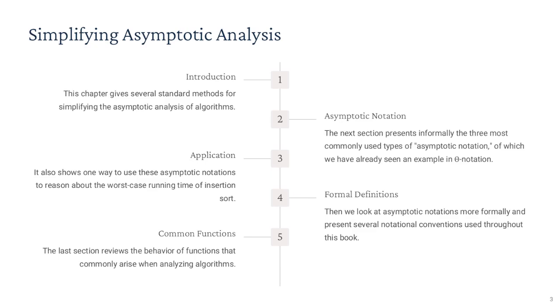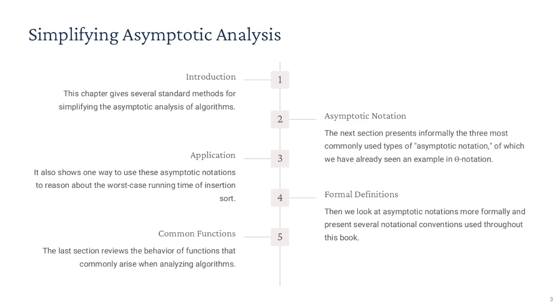Three main types of notation are introduced: O notation, which gives an upper bound, Ω notation, which provides a lower bound, and Θ notation, which describes a tight bound. These notations focus on the dominant term of a function, enabling clear comparisons of algorithm performance. For example, Θ notation is particularly useful for analyzing worst-case scenarios, like insertion sort's running time of Θ(n squared).